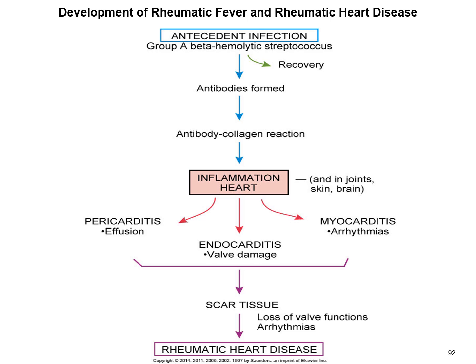We'll have inflammation in the heart. Remember, in the heart, those antibodies can be those Aschoff bodies. Inflammation in the heart, the joints, the brain, and the skin. We have pericarditis and effusion. We can have endocarditis leading to valve damage. That can cause loss of valve function and arrhythmias.